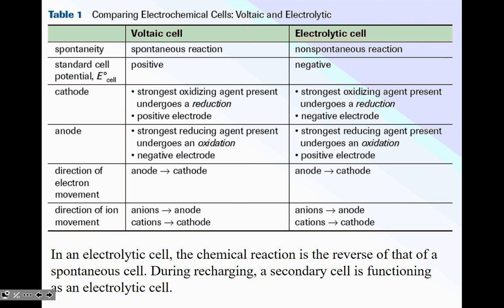So now I've actually included a table from your textbook that compares things side by side so you can actually see what's going on. So spontaneity of voltaic cell, it's spontaneous, right? Whereas an electrolytic cell is non-spontaneous. The standard cell potential is positive because it's the voltage made or produced. And in an electrolytic cell, it's negative because it's the voltage required.